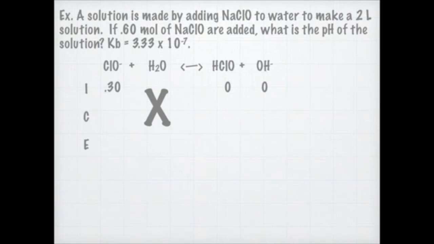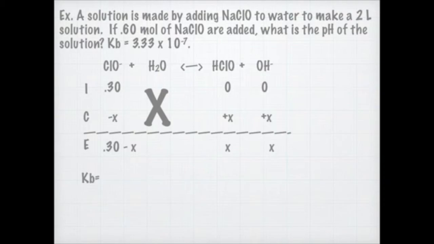So what I'm going to do, I'm going to subtract X from the reactants, add X and add X to the products, which gives me 0.30 minus X for my reactants, and then X and X for my products. Now I know my base dissociation constant, so I'm going to write that really quickly. So my Kb equals the concentration of hypochlorous acid times the concentration of hydroxide all over the concentration of my hypochlorite ion.